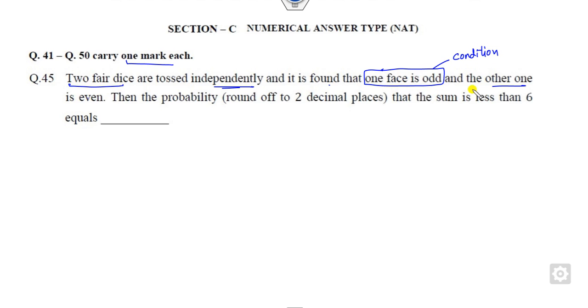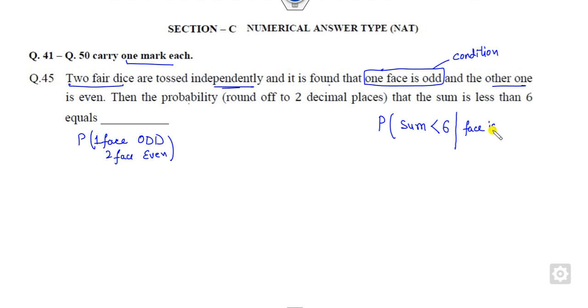So one face is odd. What is the probability of getting one face odd and the second face even? Find the probability that the sum of these pairs is less than 6. But the condition is that one face is odd and the other is even. So what is the meaning of that? You have to apply conditional probability.